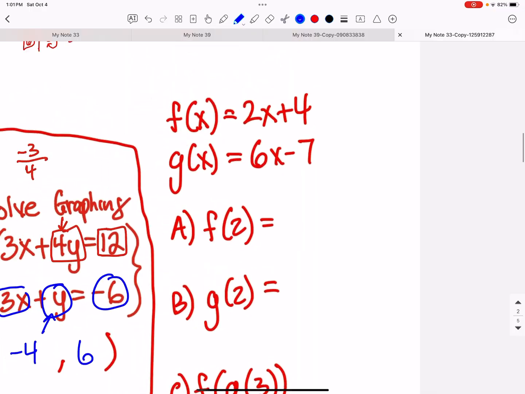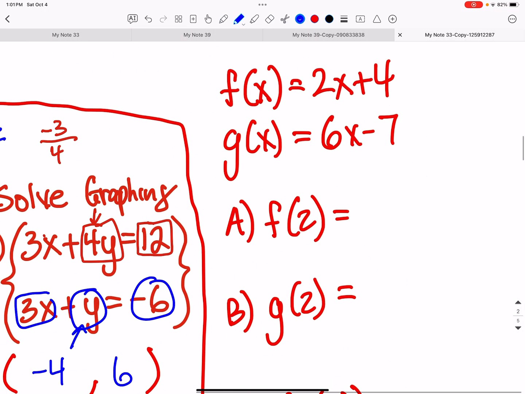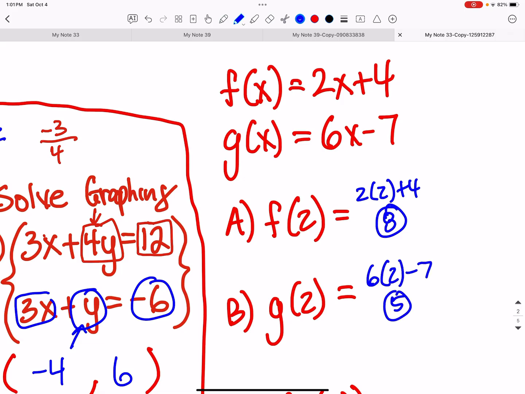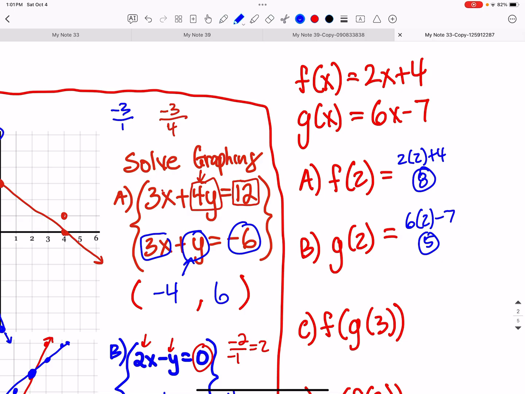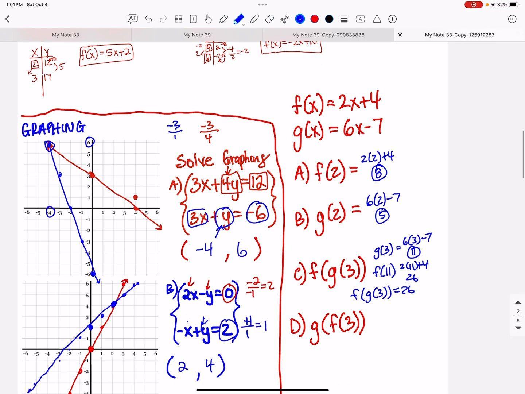Over here, let's see. f of 2, if I plug in 2 for the x, that's 2 times 2 plus 4, which is 8. What's the g of 2? 6 times 2 minus 7, which is 5. What's the f of g of 3? Well, the g of 3 is 6 times 3 minus 7, so that's 18 minus 7, which is 11. So the f of 11 is 2 times 11 plus 4, which is 22 plus 4, which is 26. So the f of g of 3 is 26.